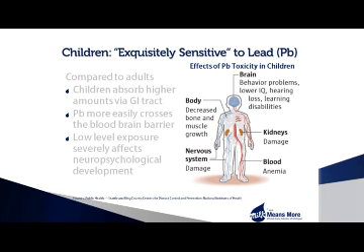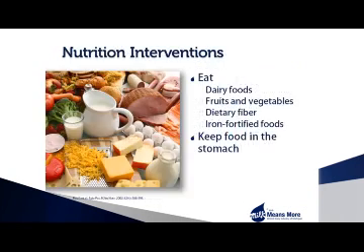Malnutrition and deficiency of iron, zinc, or calcium are harmful because they enhance lead absorption. These nutrition interventions can help. Calcium and phosphorus-rich dairy foods compete with lead to attach to transport proteins. High vitamin C foods bind with lead, forming a complex easy to excrete from the body. Dietary fiber adsorbs lead, enhancing excretion. Iron-containing foods and keeping food in the stomach help reduce lead absorption throughout the GI tract.